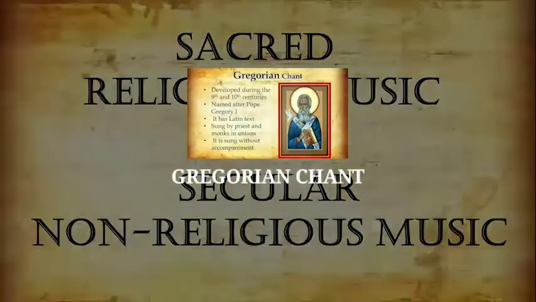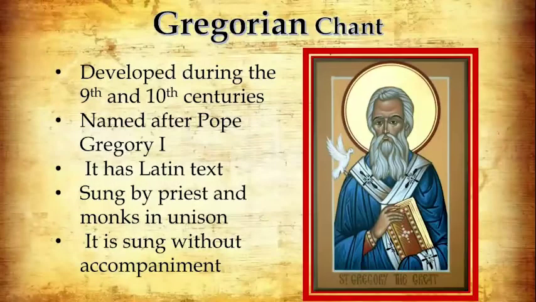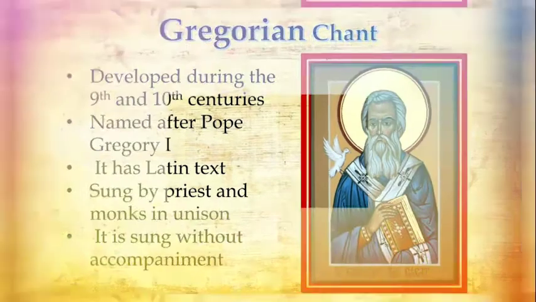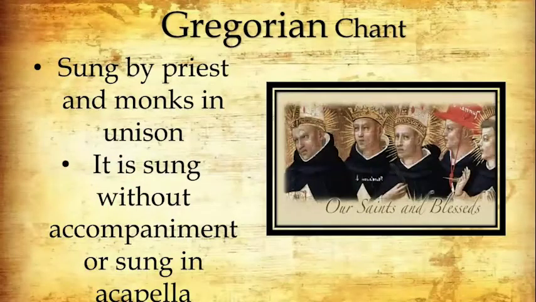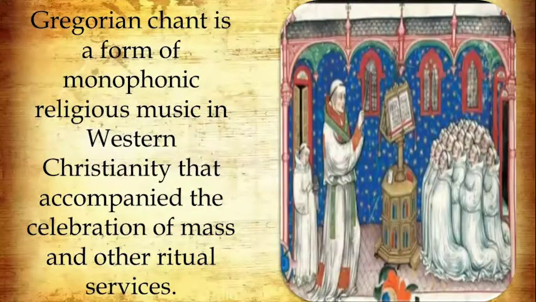One dominant sacred music style was the Gregorian chant. This monophonic plain chant was developed during the 9th and 10th centuries. It was named after Pope Gregory I, and it is based on the Latin liturgy used in worship services. Gregorian chant is sung by priests and monks in unison. It is sung without accompaniment, or a cappella. Gregorian chant is a form of monophonic religious music in Western Christianity that accompanies the celebration of Mass and other ritual services.